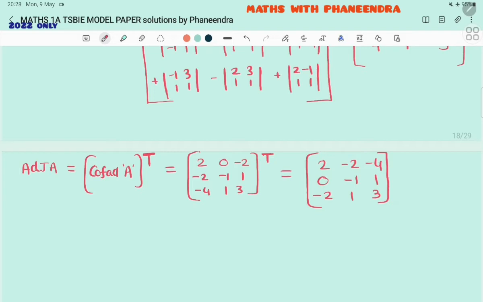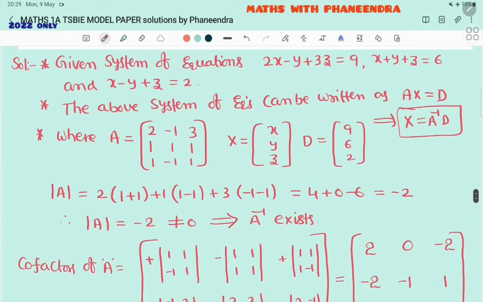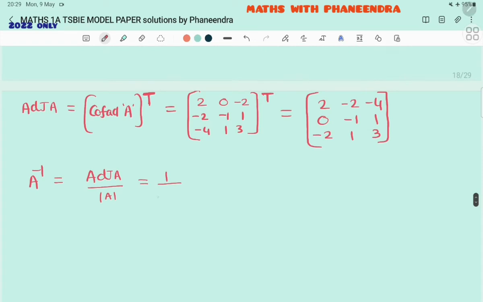After getting adjoint A, inverse is equal to adjoint A by det A, which is equal to 1 by det A. Det A value is how much? Det A is equal to minus 2, we got it here. So minus 2 into adjoint A, 2 minus 2 minus 4, 0 minus 1 1, minus 2 1 3. After getting A inverse they are asking the x value. X means solution of the matrix. X is equal to A inverse of D.